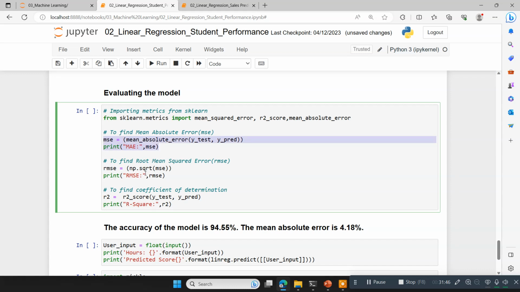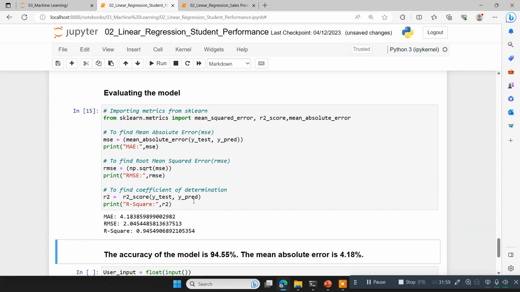Then again, square root of MSE is RMSE. And for R square also, we have the predefined method which we have imported, then displaying the value of that. So RMSE value is 2.04 and R square value is 0.94. 94% of the data is fitted. So you can see that here the performance is 94.55 accurate. This much data is fitted, and the RMSE value is 2.04.